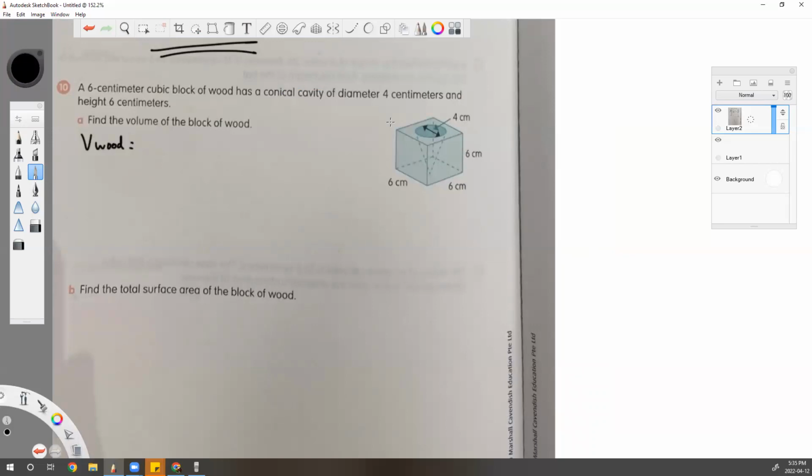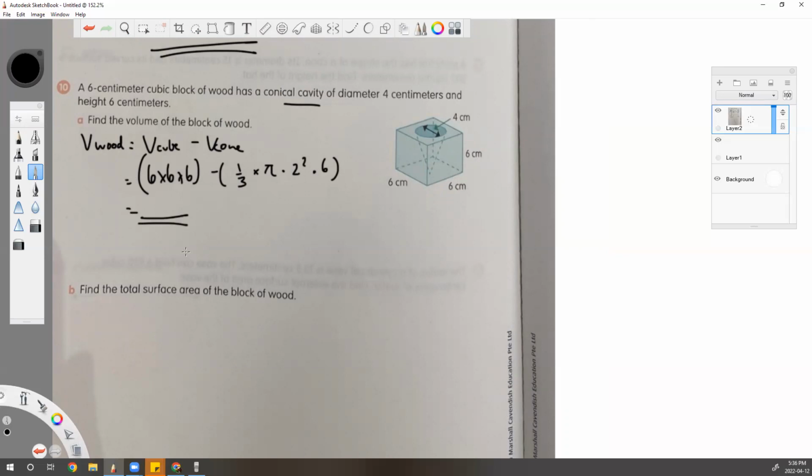Volume of the cube minus volume of the cone. Nice. That's it. So you subtract because it is a cavity. Volume of cube subtract volume of cone, right? So volume of cube is 6 times 6 times 6, right? And then you subtract the volume of cone, 1/3 times pi r squared. The r is 2, right? Because 4 divided by 2, times height 6, right? And then you can calculate it by yourself.